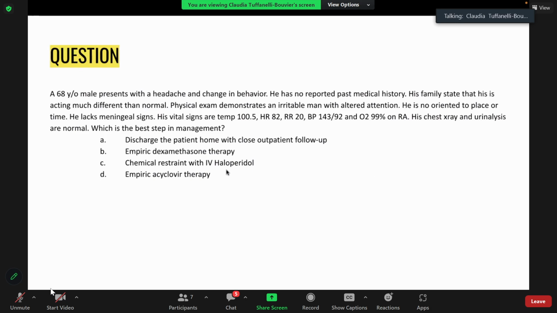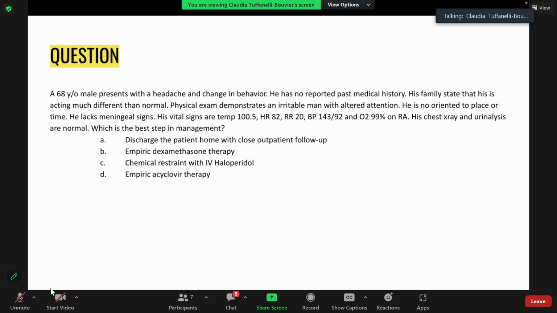Next question. So a 68-year-old male presents with a headache and change in behavior. He has no reported past medical history. His family states he is acting much different than normal. On physical exam, he's irritable and kind of has an altered mental status. He's acting funny. He is not oriented to place or time. He lacks meningeal signs, so no nuchal rigidity.